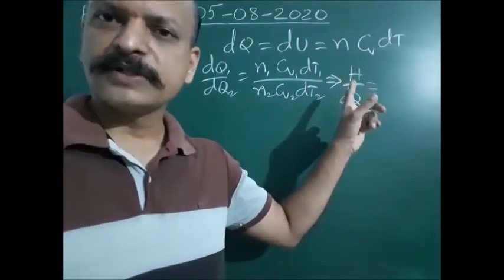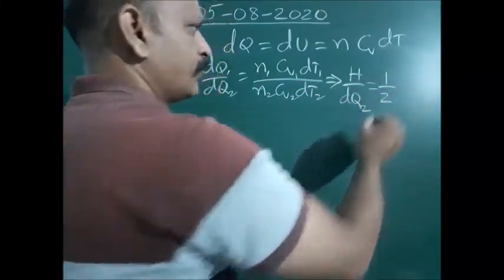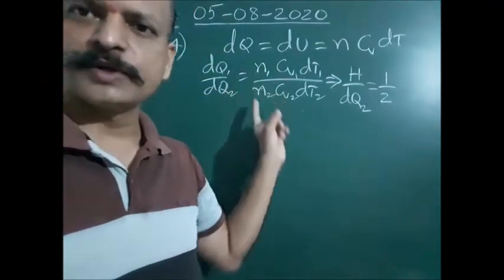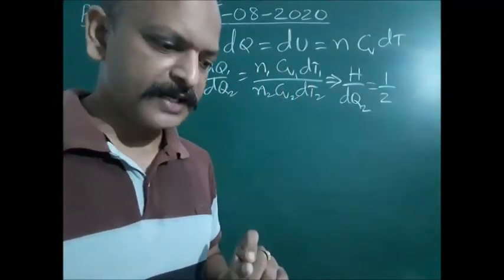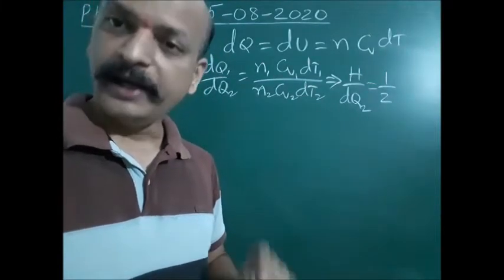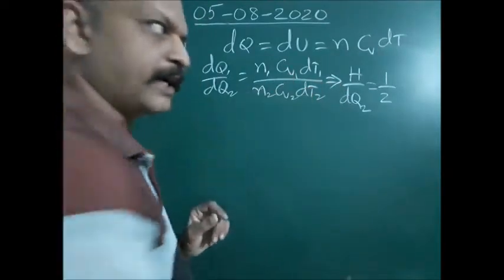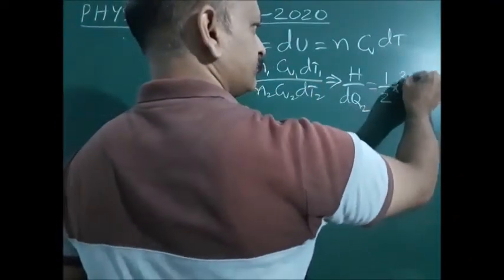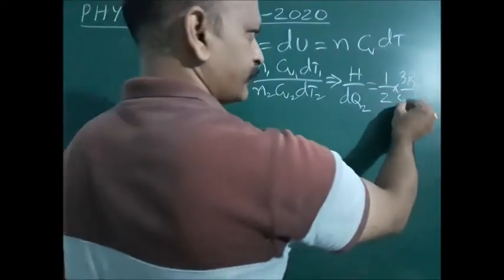What is the number of moles of the first gas? n1 is 1 mole, whereas n2 is 2 moles. The second gas is 2 moles, the first gas is 1 mole. Cv1, Cv2: the first gas is monoatomic, the second gas is diatomic. So therefore the monoatomic Cv value we know is 3R by 2, and for the diatomic gas it is 5R by 2.